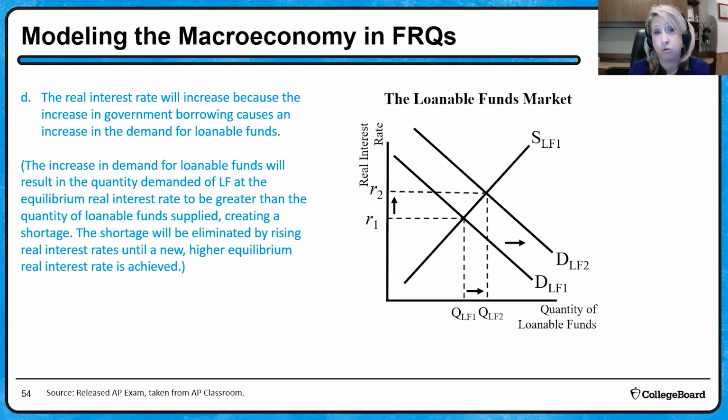A correctly labeled graph shows that the reason the real interest rate went up is because the government borrowing leads to an increase in the demand for loanable funds. That is your explanation. Obviously, if you're directed to explain, you want to do it in words, but if you have time to check yourself with a quick graph, it can absolutely help you.